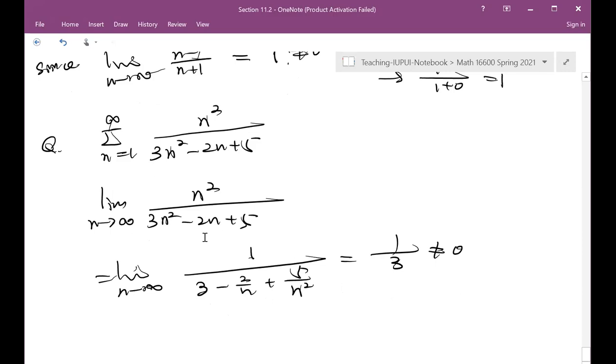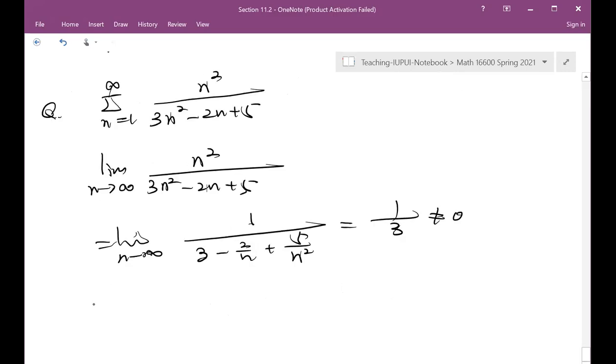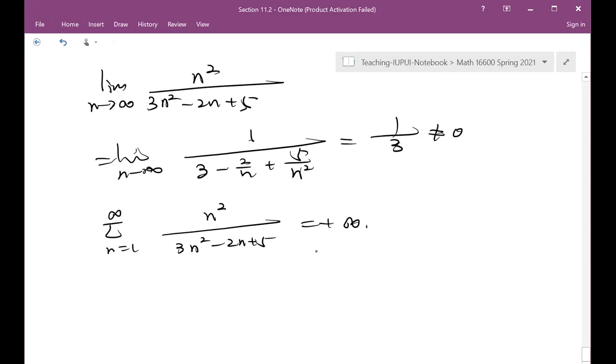So when n is sufficiently large, every term you add will be very close to 1/3. That's why the sum is getting bigger and bigger and bigger, and it goes to infinity. So that's why it's divergent. Now, you can also say that not only is it divergent, it is positive infinity. Okay. All right.